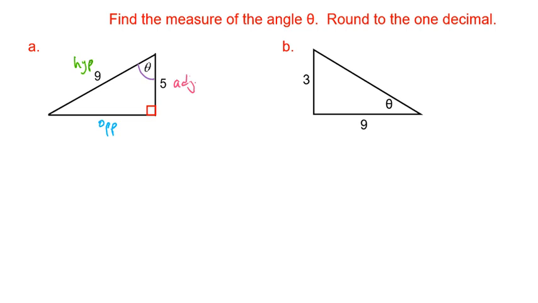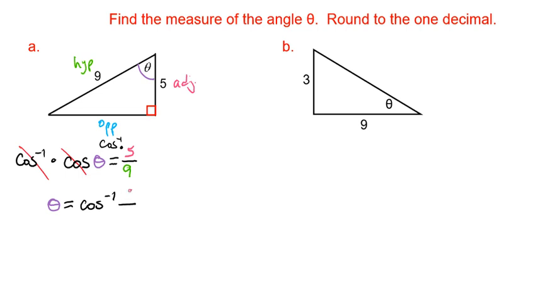So cosine is probably going to be best here because we have the adjacent and the hypotenuse. And so if we set that up, we can say that the cosine of theta equals 5 over 9. And so what we're going to do here is something called left multiplication. This is going to allow us to separate our cosine and our theta so that we can find what theta is. So we're going to take the cosine inverse of each side, and we're going to multiply this on the left-hand side. And that allows us to then cancel out our cosine, which leaves us with theta equals the inverse cosine of 5 over 9.